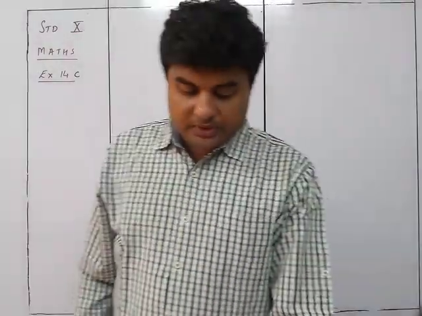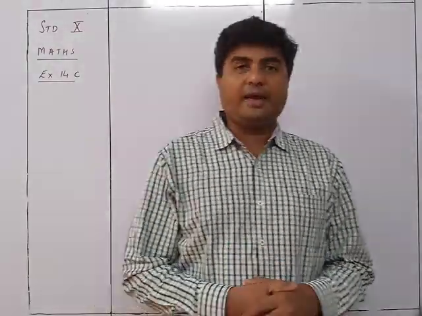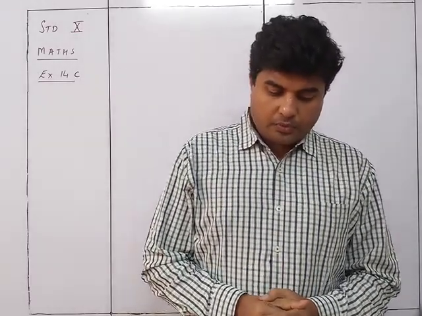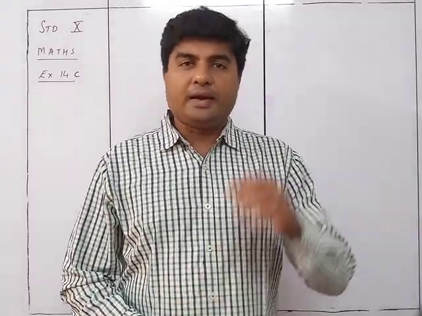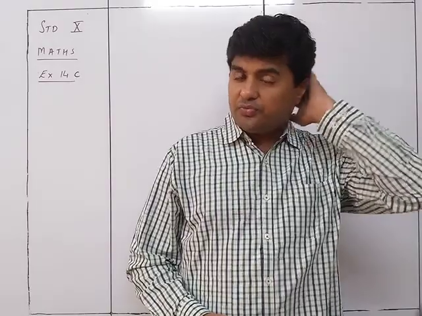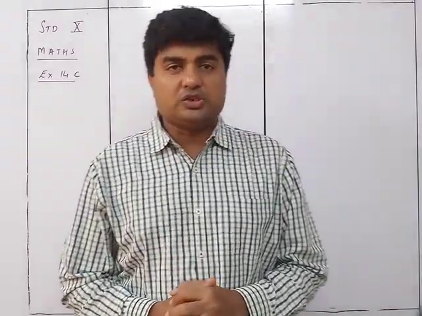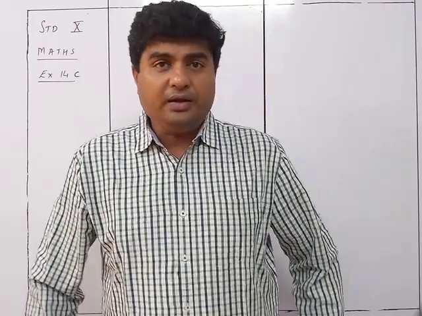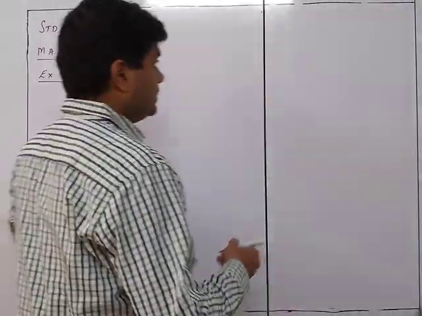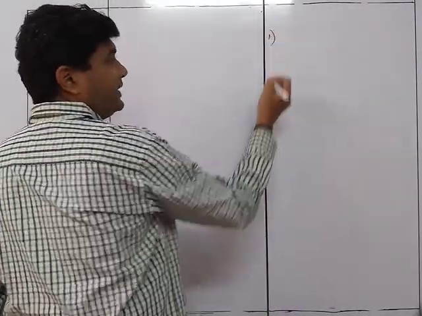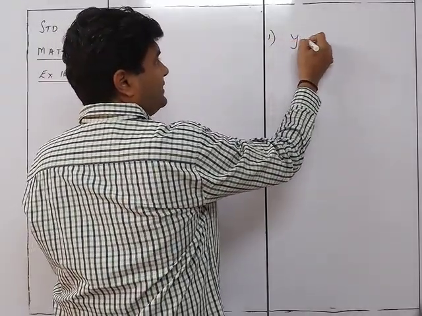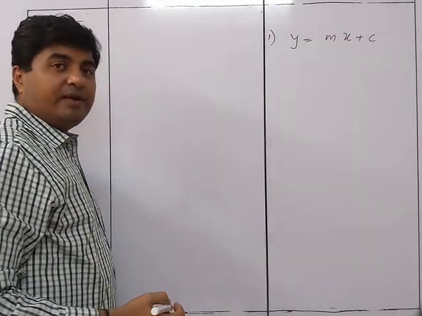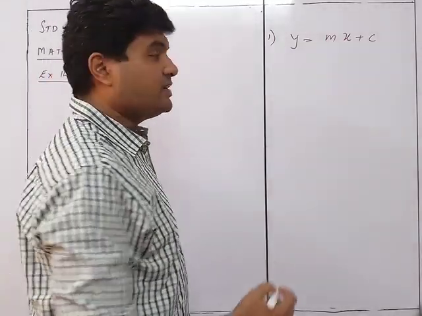We now continue with the equation of a line chapter from standard 10th. In our previous video we found out that there are three methods of finding the equation of a line. The first method was the slope intercept method, that is y = mx + c, where m is the slope and c is the y-intercept.